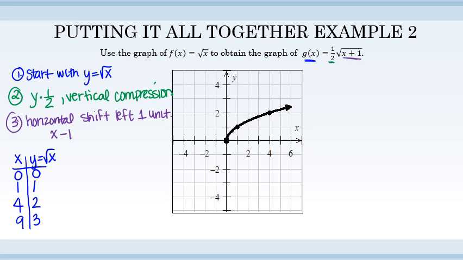All right, so now let's move on to step 2. So step 2 was taking our y values and multiplying them by 1/2. So our x values stayed the same for step 2. All I'm doing is changing the y values. 0 times 1/2 is 0. 1 times 1/2 is 1/2. 2 times 1/2 is 1. And 3 times 1/2 is 3/2, or 1.5.